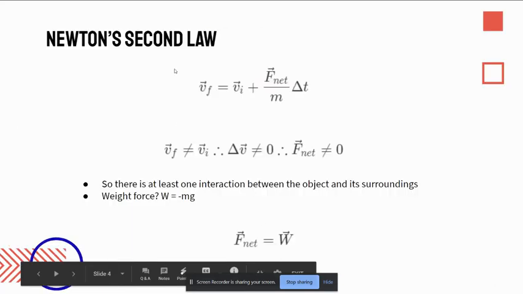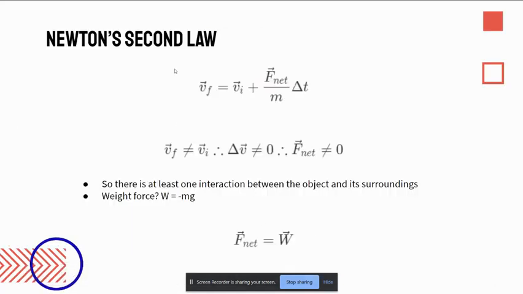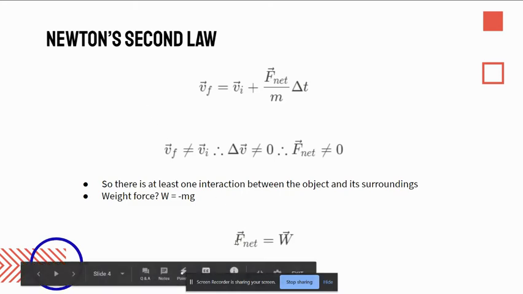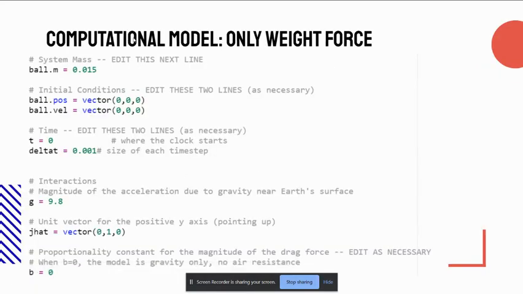Let's look at Newton's second law. Using the velocity update formula and the fact that we know that the change in velocity is not 0, we also know that the net force is not equal to 0. So there must be at least one interaction between the object and its surroundings. What interactions do we know happen with falling objects? We know of weight force, in which the Earth exerts a weight force on objects that are falling. So let's use the fact that net force could equal negative mg, which is the weight force.